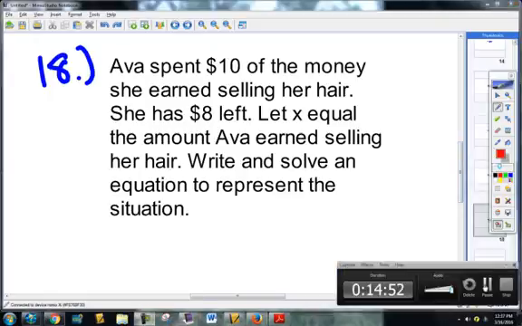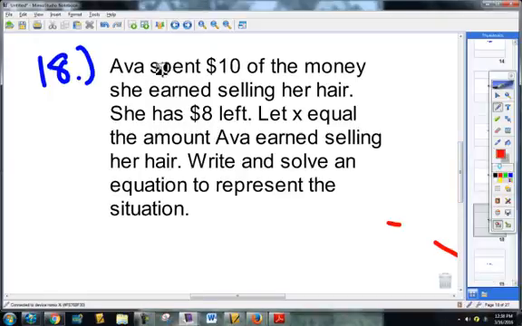So obviously this is writing the equations from the word problems. Okay, these can be kind of tricky, but for the most part, you guys did a nice job. Now, Ava spent $10 of the money she earned selling her hair. She has $8 left. Let X equal the amount of money that Ava earned selling her hair. So we're starting with X because that's how much she started with. Then if you spent $10, what operation were we talking about? You're subtracting 10, and then what did that equal?